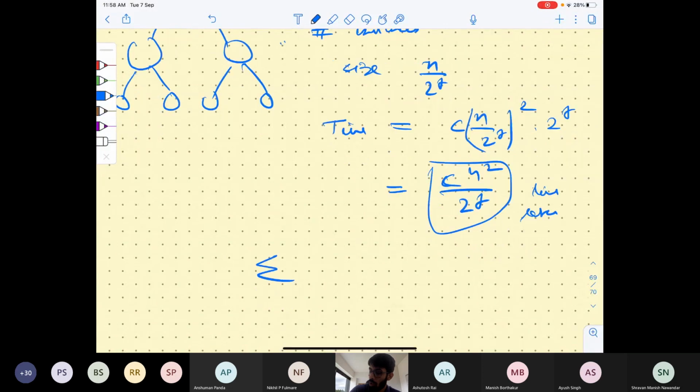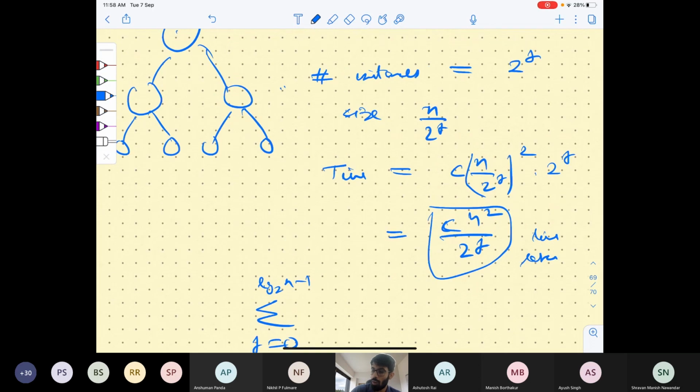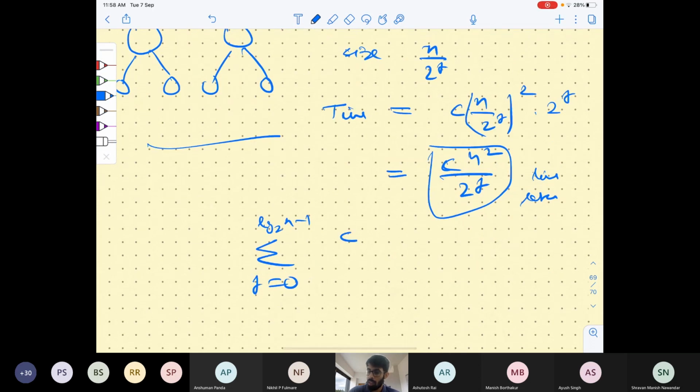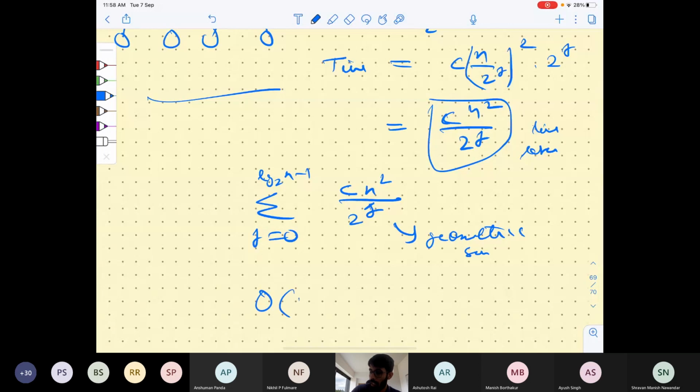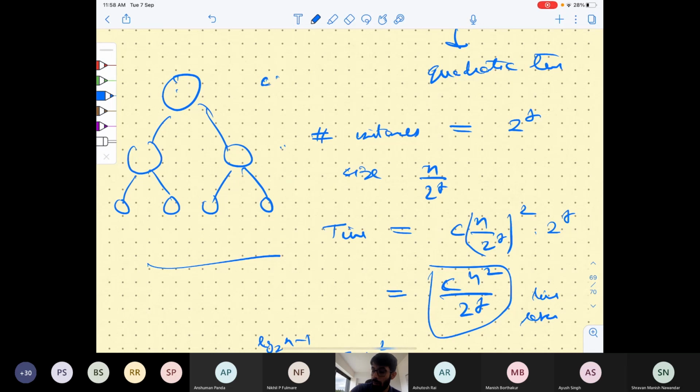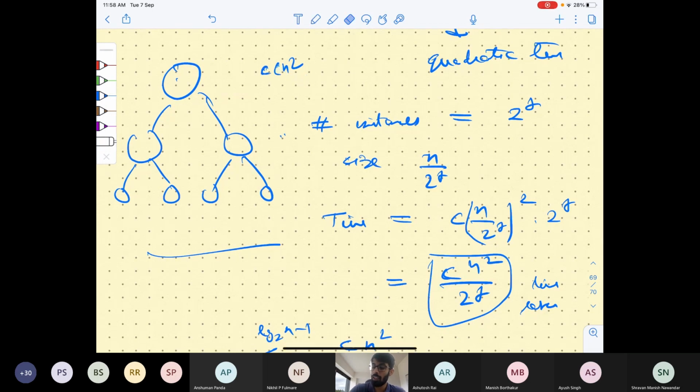Now you sum that up, j equal to 0 to log base 2 of n minus 1, because the number of levels is going to be exactly the same. And you sum cn square divided by 2 to the j. This is going to be again a geometric sum. And surprisingly, if you do the calculation, this is order n square only. So if you spend cn here, somehow a factor of log n gets added, but if it is cn square, then it does not get added.